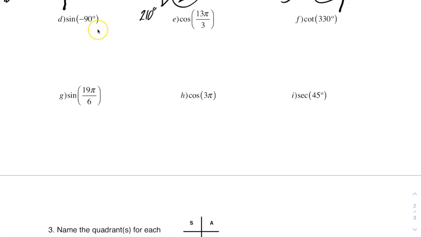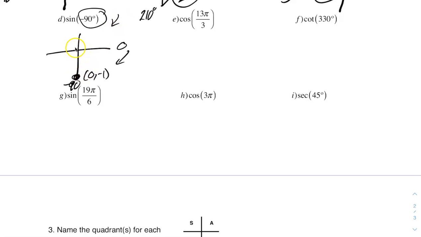Next one, sine of negative 90. Now remember, sine of negative 90, sorry, I kind of rushed that together. When you're negative, you go down and not up. So here's 0, so negative 90 would be down here. So there's negative 90. So it's a point. You have to remember that point is (0, -1), because you're going down, so your x is 0. You're just going down, so your y is -1. We're doing sine. Sine goes with the y value, so -1.